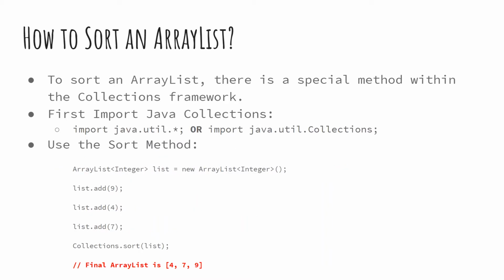For an ArrayList, there's something very similar, but it's actually in the Collections framework rather than in the Arrays class. So you would want to import Java collections or Java utilities. So import java.util.* or import java.util.Collections. And then you can use the sort method that way. In this example, we have an ArrayList with the integers 9, 4, and 7. Then we can do Collections.sort, and we would put our ArrayList as the argument, and then our final ArrayList would be 4, 7, 9.